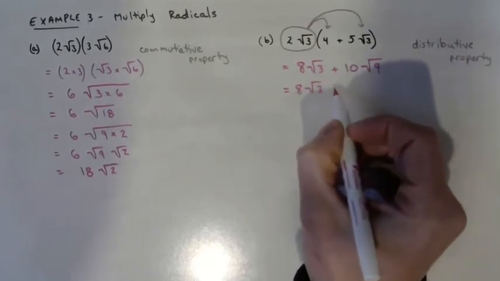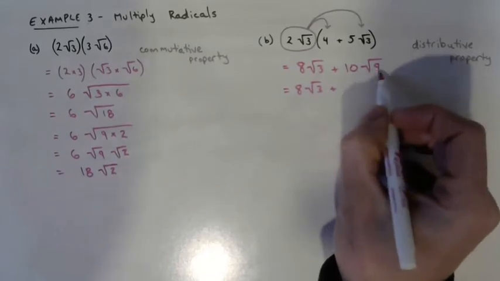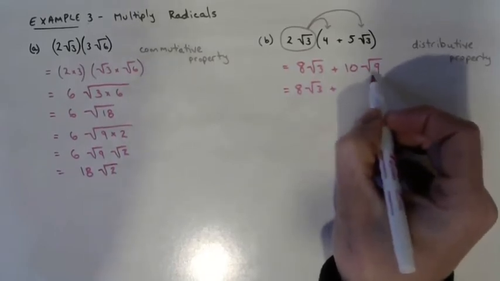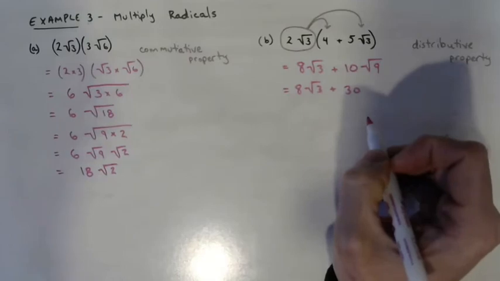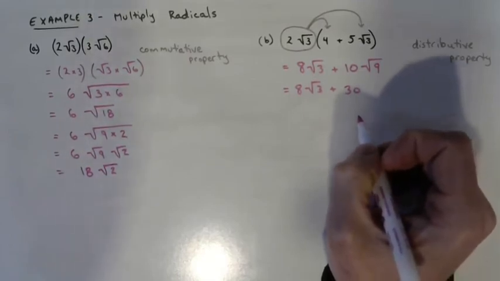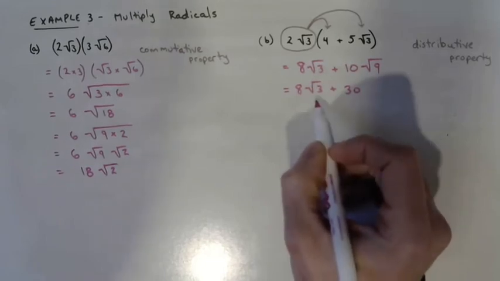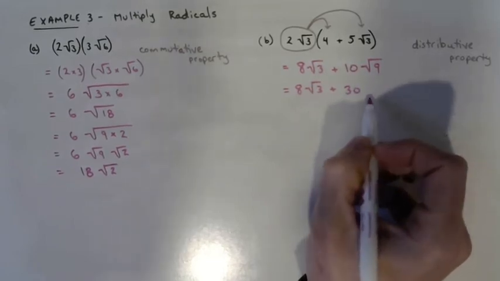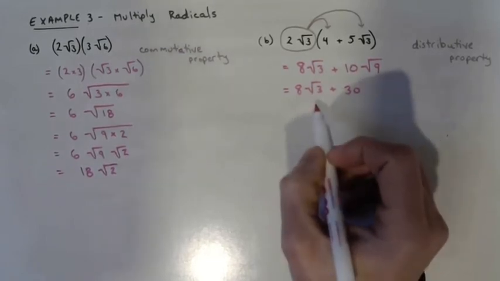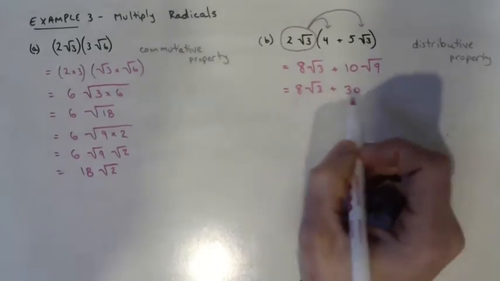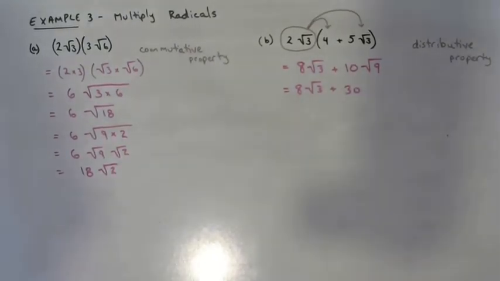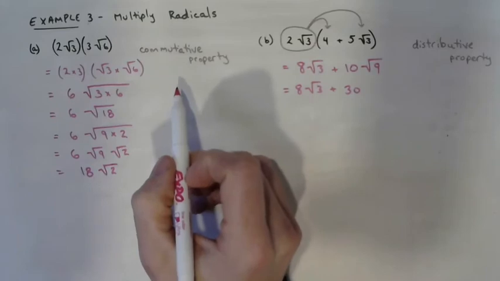8 radical 3 here. Radical 9 is 3. Square root of 9 is 3. Times 10 is 30. And this guy's done. I can't add these together any other way because I've got a radical here and no radical here. And you can only add like radicals. So this one is done. So there's 2 quick examples.